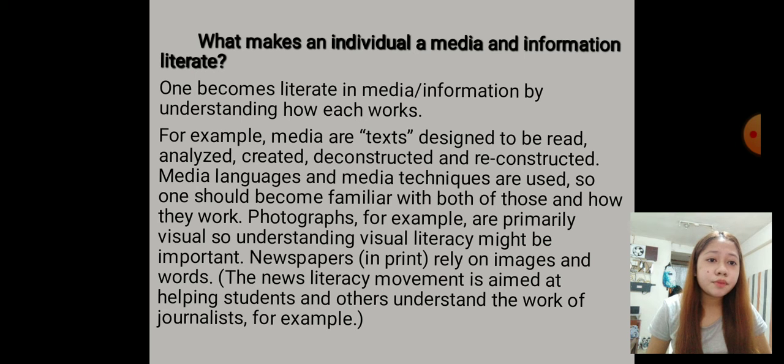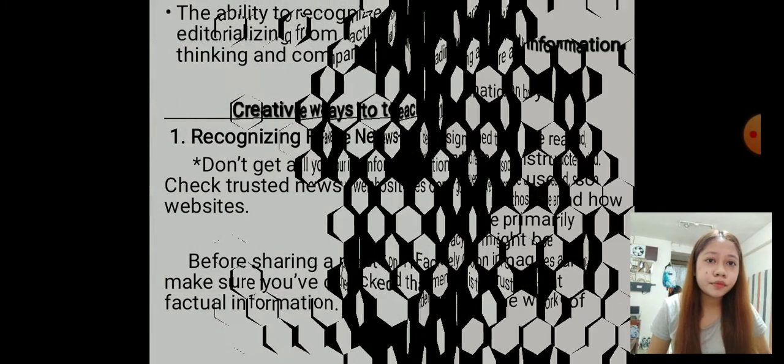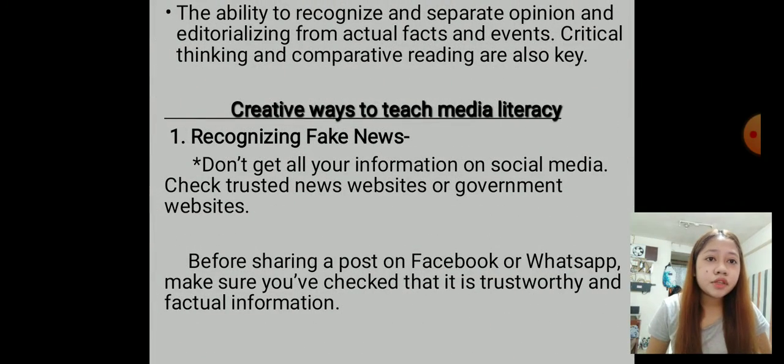The news literacy movement is aimed at helping students and others understand the work of journalists. For example, the ability to recognize and separate opinion and editorializing from actual facts and events. Critical thinking and comparative reading are also key. Creative ways to teach media literacy.